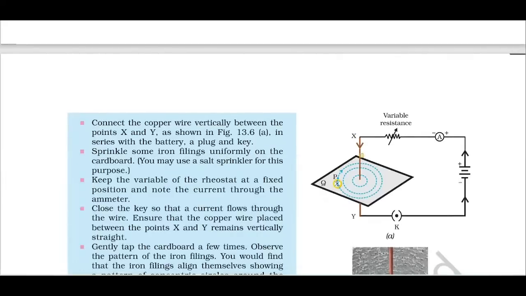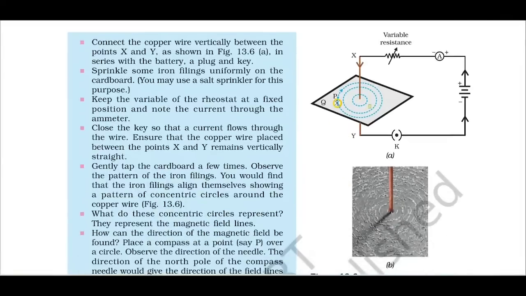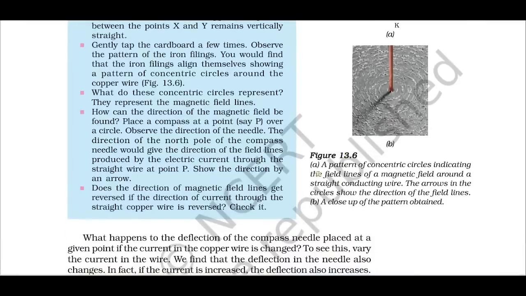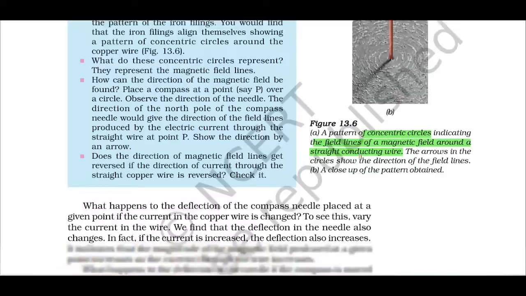The magnetic field around a straight current carrying conductor is produced in the form of concentric circles. This is what you should understand. A pattern of concentric circles indicates the field lines of a magnetic field around a conducting wire.